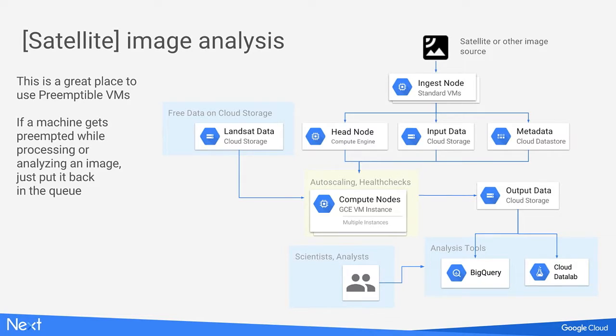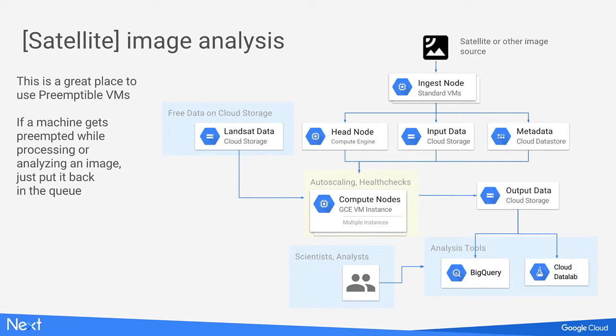Okay, so let's walk through a concrete example where you're actually doing satellite image analysis. At the very top, you have your image source. It takes images of the Earth and pushes them to the ingest node, which is just a VM that takes the data and does some preliminary analysis on it. Let's say it puts it into Cloud Storage and then writes some metadata about that image into Cloud Datastore. And it also notifies the head node that we have something in the queue.